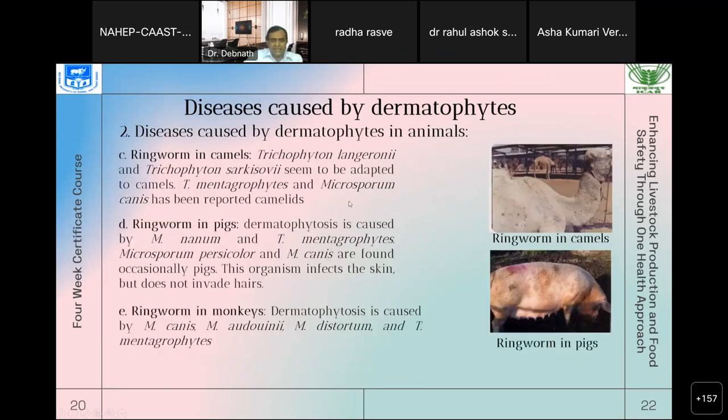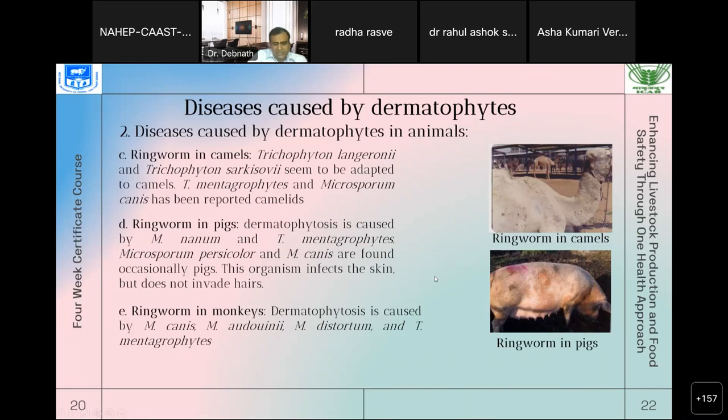Now, ringworm in camel. Camels generally remain in different environmental conditions with elevated temperature. The species of dermatophytes generally recovered from camels are also different, but sometimes Trichophyton mentagrophytes or Microsporum canis can also produce infection in camels. In pigs, the type species is Microsporum nanum. They are generally adapted to this species, but Trichophyton mentagrophytes, Microsporum persicolor or canis are also isolated from pigs. One important thing to mention is that the hair of the pig is generally not infected by dermatophytes, only skin infection is there.